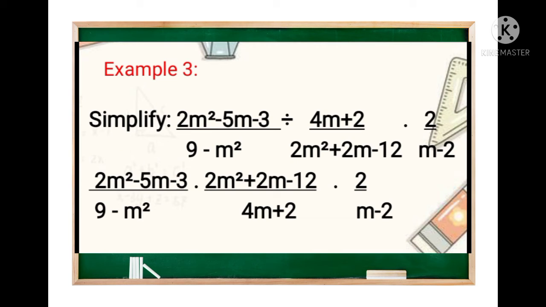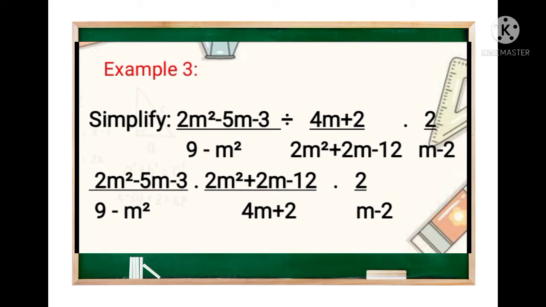Rational expressions involving both multiplication and division should be simplified by performing operations from left to right, unless parentheses indicate a different order. Example number 3. Simplify 2m squared minus 5m minus 3 over 9 minus m squared divided by 4m plus 2 over 2m squared plus 2m minus 12 times 2 over m minus 2.